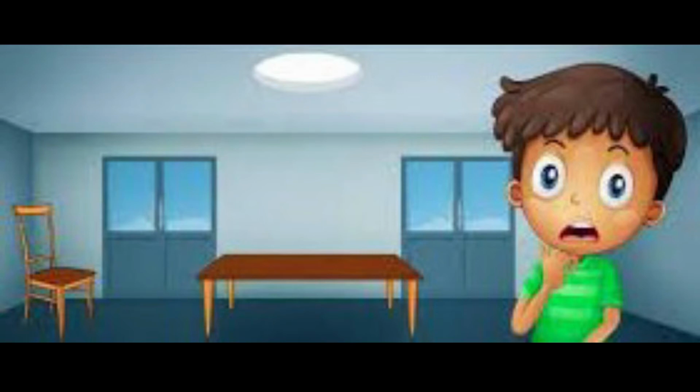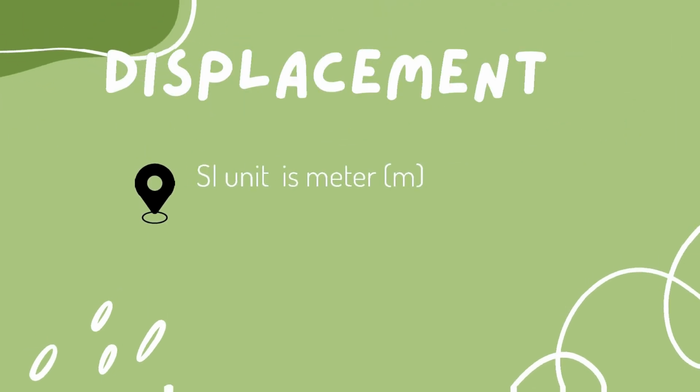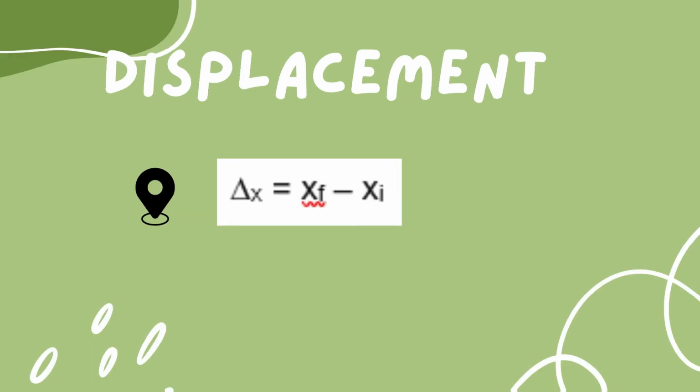The person now has an initial position which is in front of the door and a final position which is beside the table. The change in position is the displacement. The SI unit for the displacement is meter. Mathematically, displacement is given by delta x, which is the final position minus the initial position.